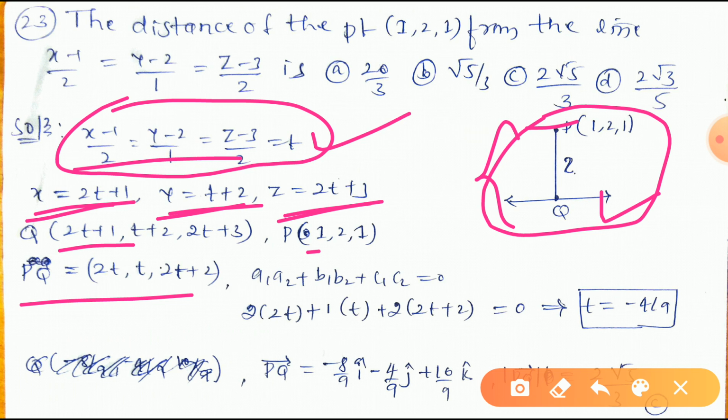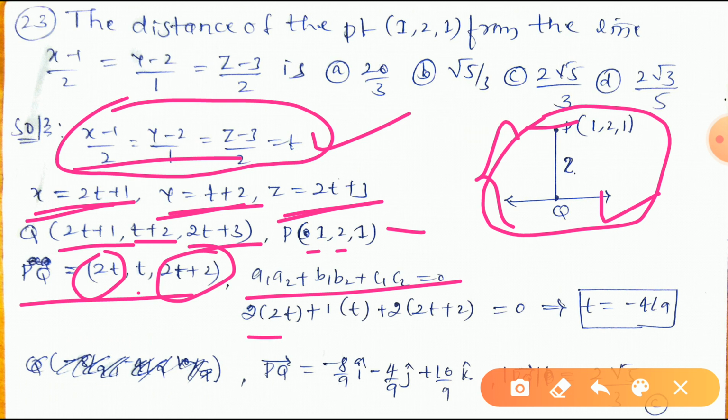PQ is equal to 1, 2t plus 1 minus 1 is equal to 2t, t plus 2 minus 2 is equal to t, 2t plus 3 minus 1 is equal to 2t plus 2. We know this result: a1 into a2 plus b1 into b2 plus c1 into c2 is equal to 0. Put a1, a2, b1, b2, c1, c2. After simplification we get t is equal to minus 4 by 9.